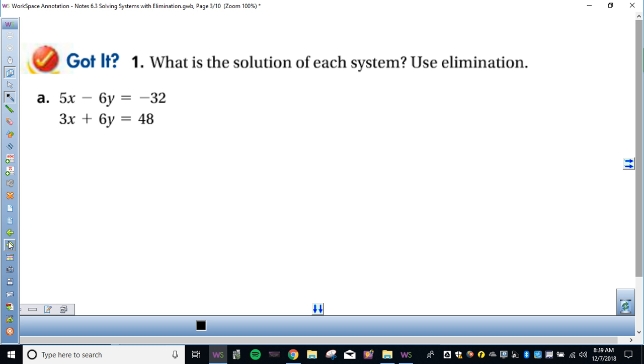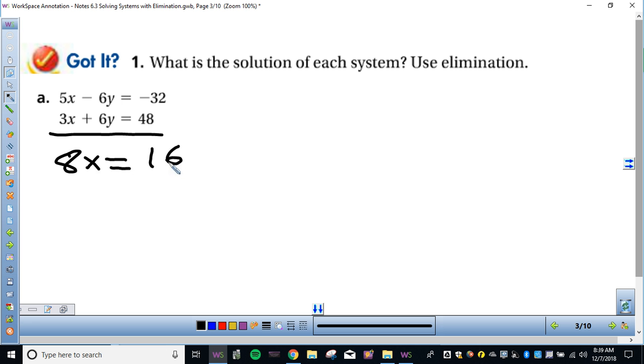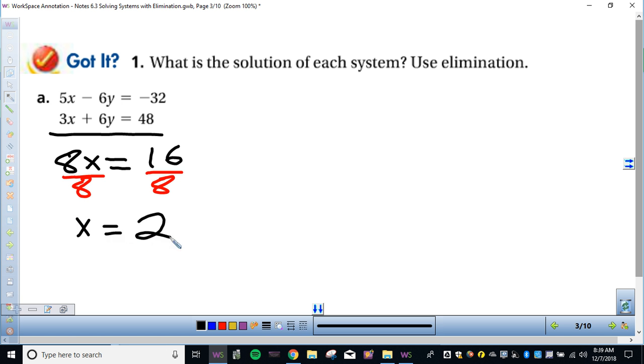What cancels automatically on these two equations? Neva? The y's, right? So what do I get for the x's? 8x. How about the number part? What do I get? 16. And then all I have to do is divide, x equals 2. Perfect.